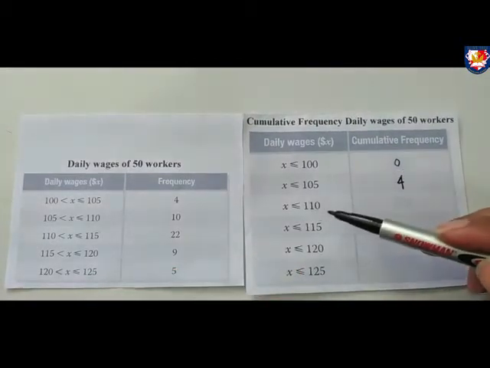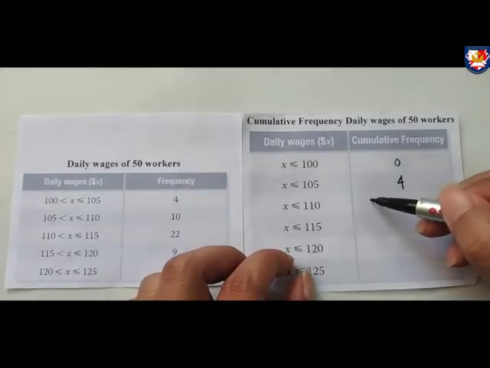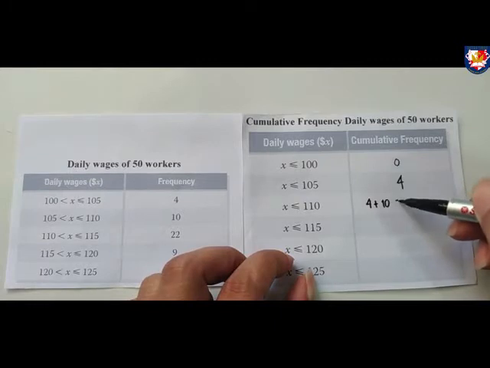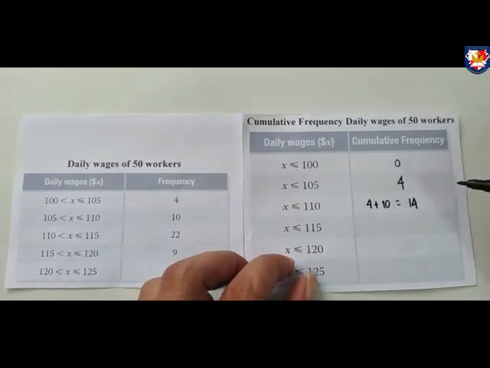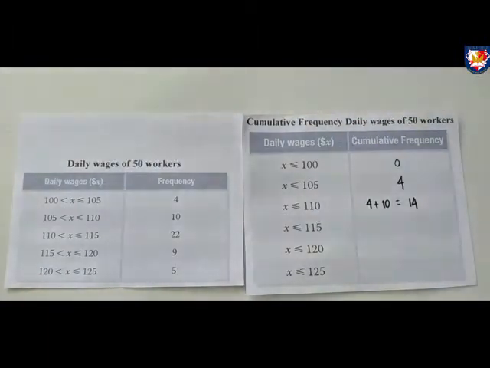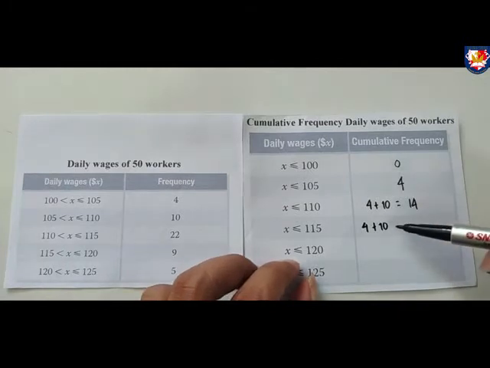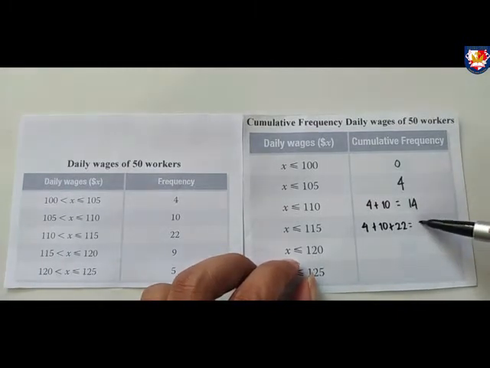For 110, since 105 is also less than 110, we have two data, so we add them all together: 4 plus 10 equal to 14. Next, for x less than 115, since 115 is bigger than 110 and bigger than 105, we have three data, so we put 4 plus 10 plus 22 equal to 36.